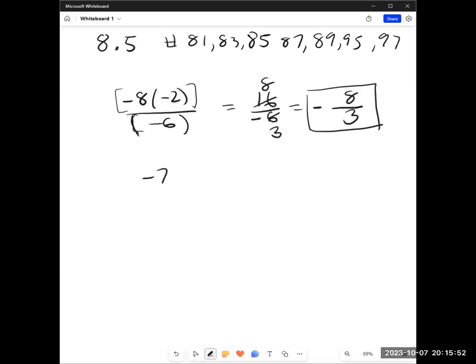Now I have -7 times (8 minus 9). We're going to simplify the inside of these parentheses first, which makes -7 times -1, which is +7.